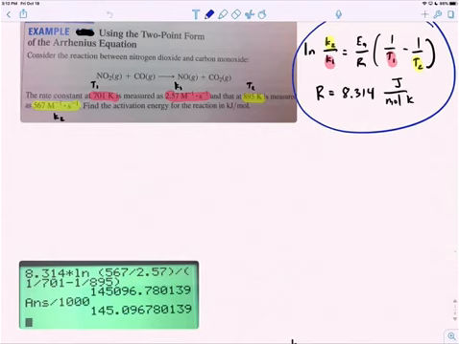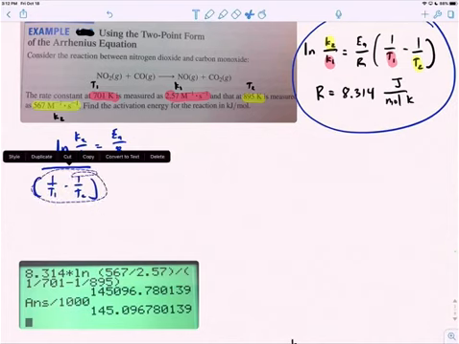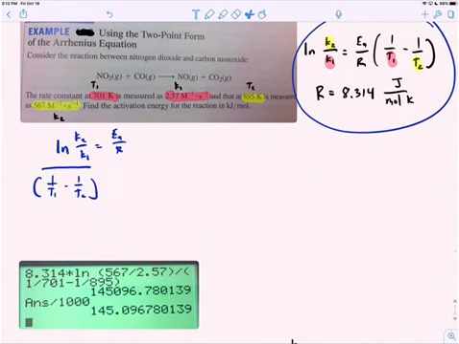And I always do the math first. I prefer to do all the algebra first. So let me write it here. ln k2 over k1 equals Ea over R, times 1 over T1 minus 1 over T2. And we want the activation energy. So what we do is divide by this quantity. I know I don't need to keep it in parentheses, but then we multiply by R. And then this would be the activation energy.